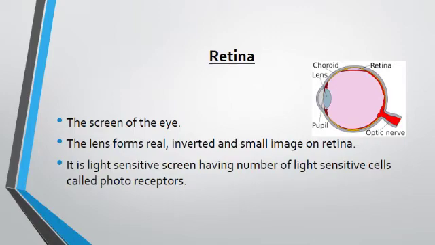Next part is retina. Retina is the screen of the eye, which means the image formed by the lens is formed on the retina, and it is a light sensitive screen. The image formed on this retina is real, inverted and small in size, and it has a number of light sensitive cells called photoreceptors. Light sensitive cells means they become active in light only.